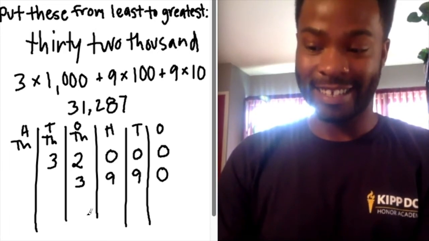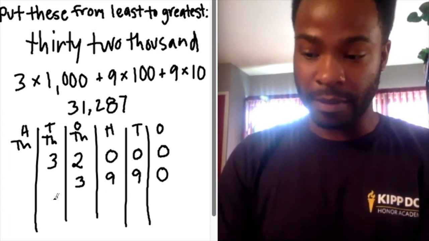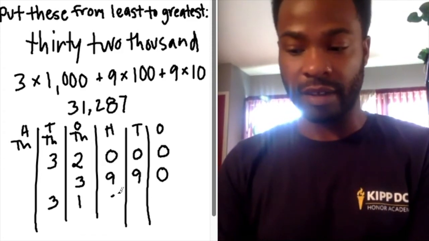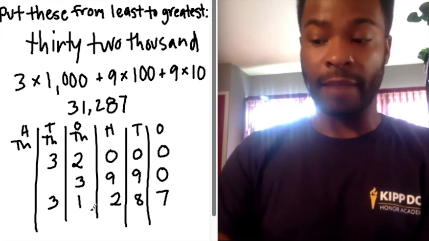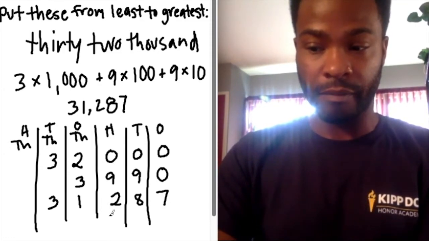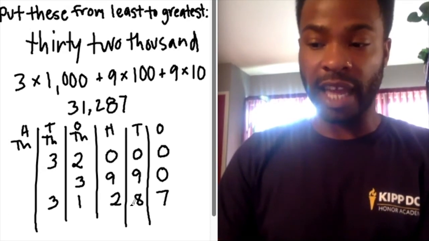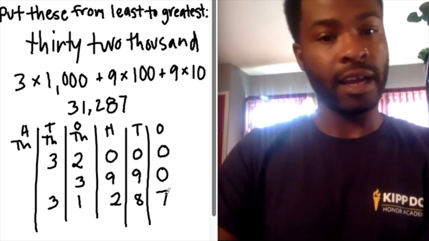Okay, cool. Then my last number, we have 31,000, and then we have 287. So I put my 31 in my thousands place. And my 287 goes in my hundreds place.